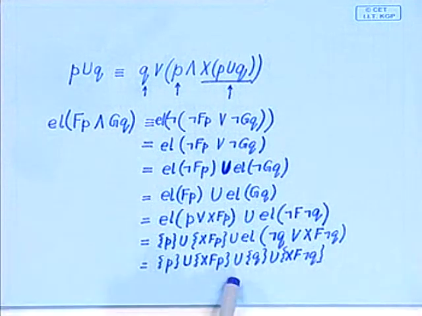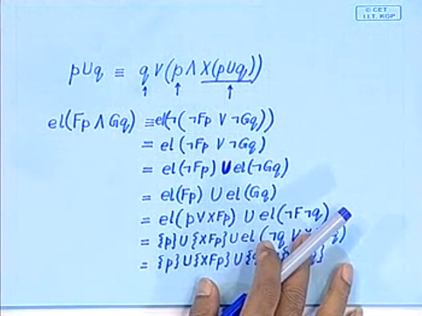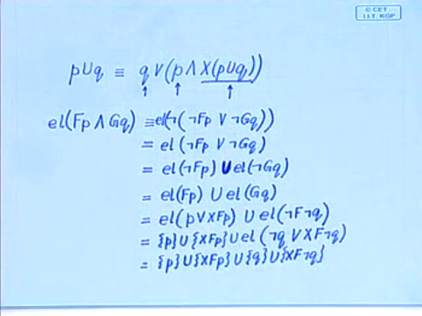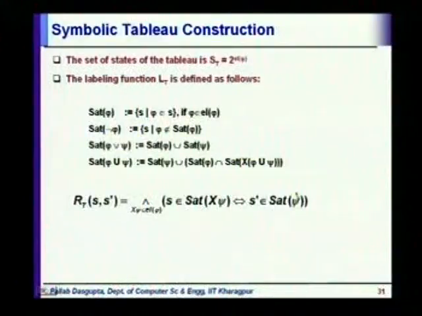Now to create the tableau, we will treat each of these elementary subformulas as a state bit. And if there are k such elementary subformulas, we'll construct a state space consisting of 2 to the power of k states. So the set of states of the tableau is ST, which is 2 to the power of elementary var phi, the power set of the set of elementary subformulas. Now, the labeling function LT is defined as follows. We will first define labels on the states. So far, we have not put in any transitions. We will define labels on those states.